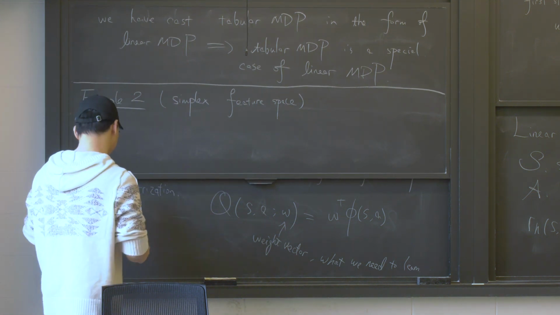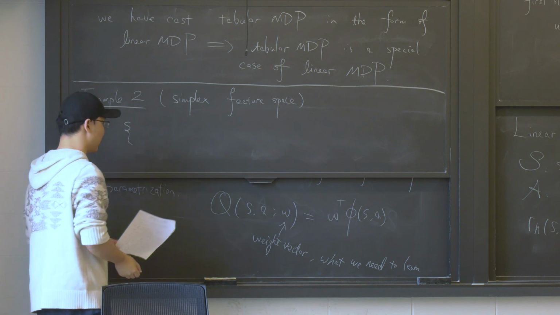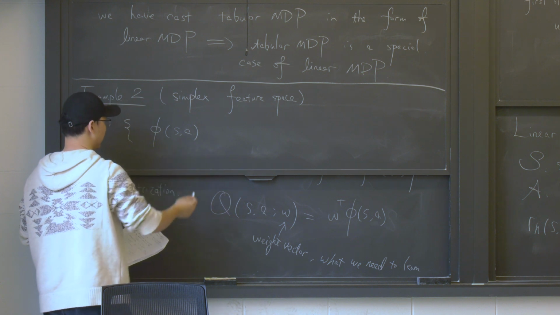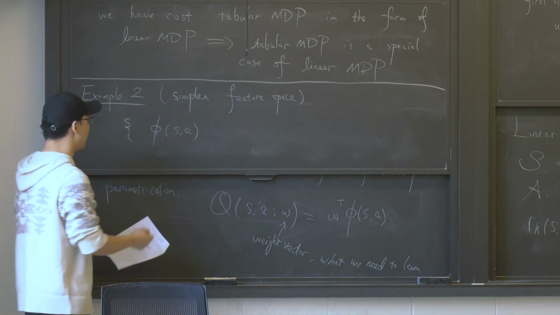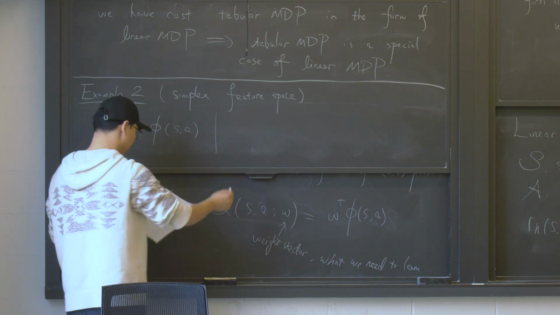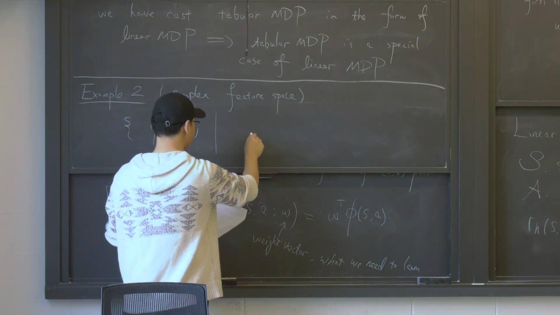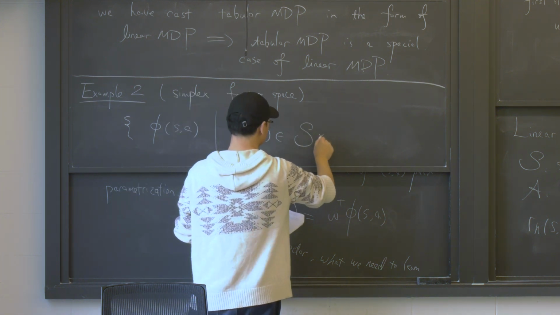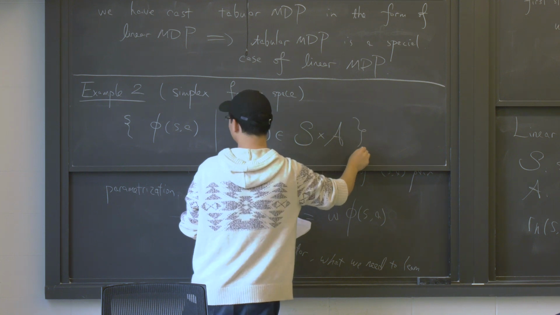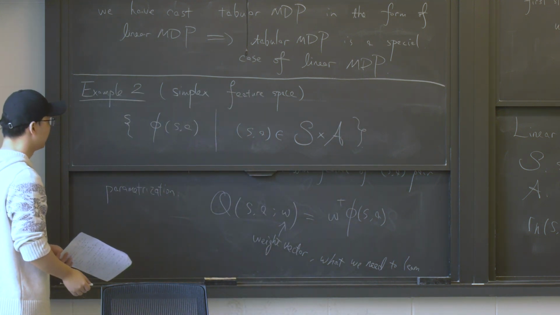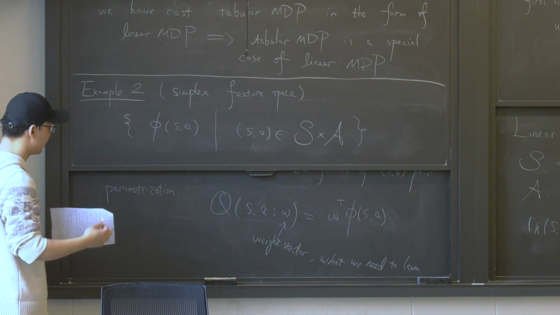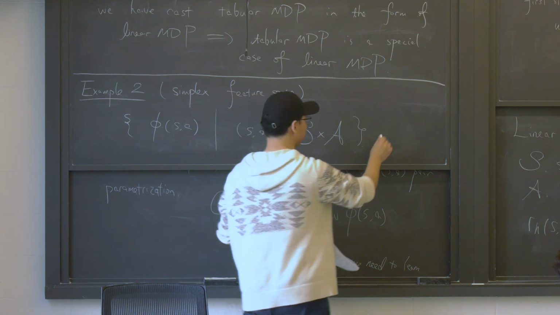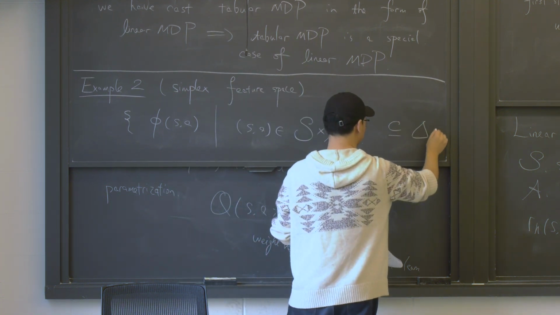In a simplex feature space setting, we essentially are a lot more general. We allow, as long as the feature space is constructed as the set of all the possible feature maps phi(s,a) for all possible state-action pairs. So it's a collection of all the possible feature maps for any corresponding state-action pair, as long as this feature space is a subset of the d-dimensional simplex.